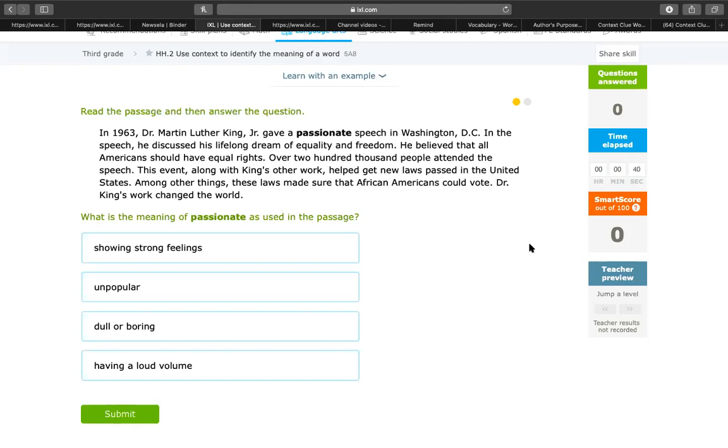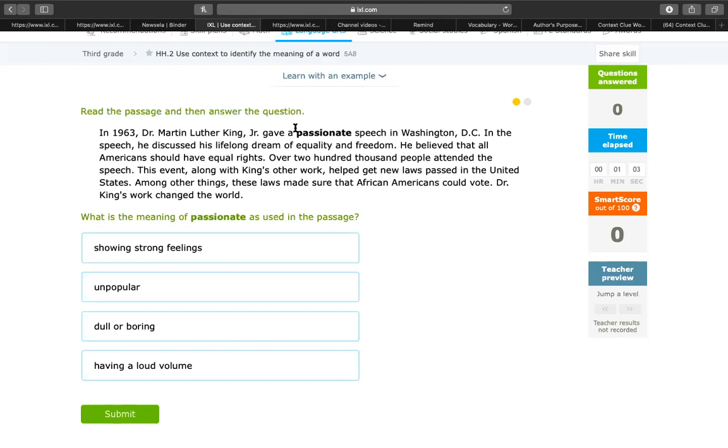Over 200,000 people attended the speech. This event, along with King's other work, helped get new laws passed in the United States. Among other things, these laws made sure that African Americans could vote. Dr. King's work changed the world.